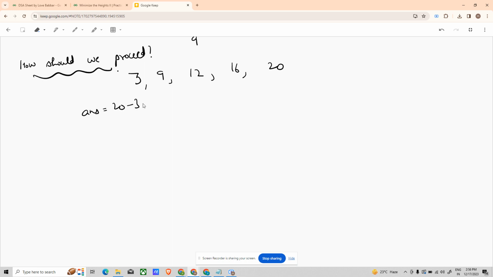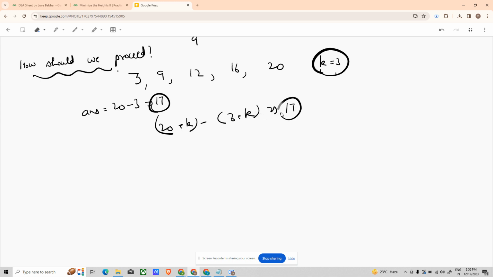Answer 20 minus 3. Assuming I add k, where k was 3 here, I add k to 3 and I subtract k from 20. In this way, I can achieve 17 at least. Matlab, 17 is the maximum answer. We have to find an answer which is less than 17.